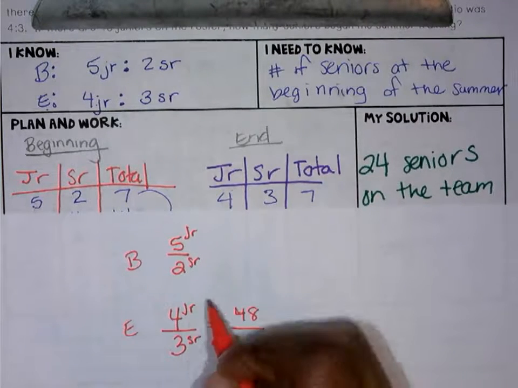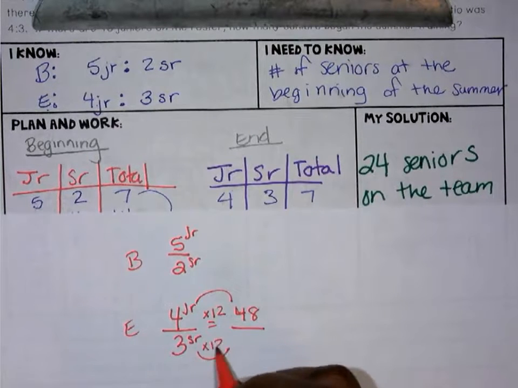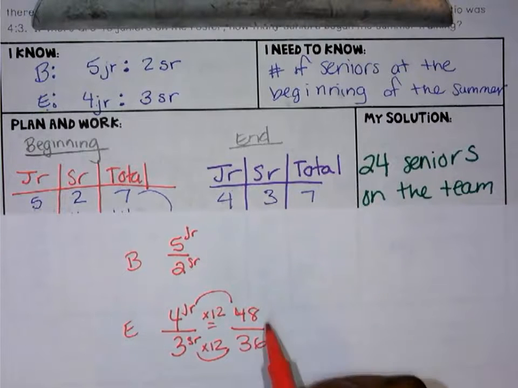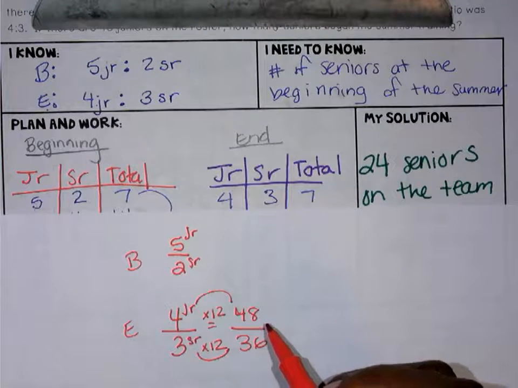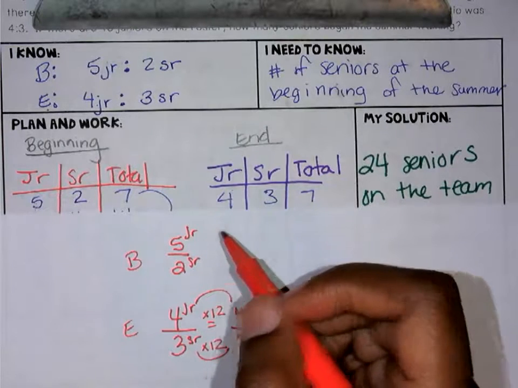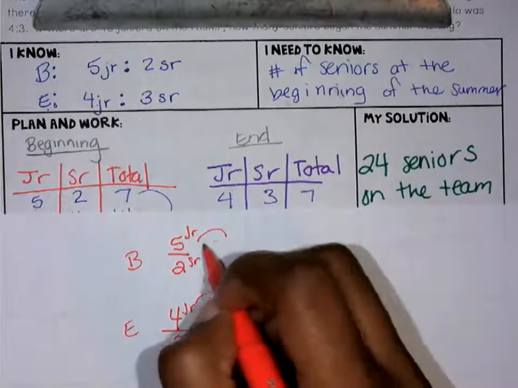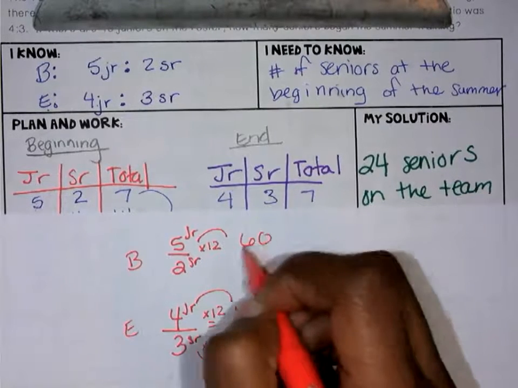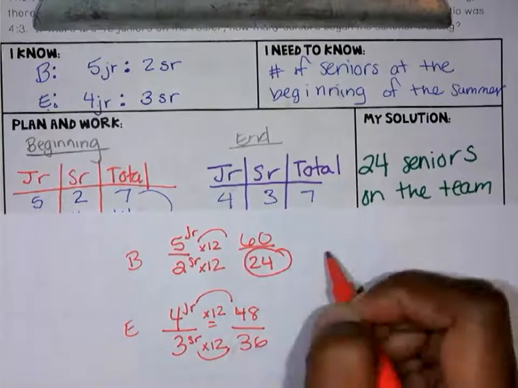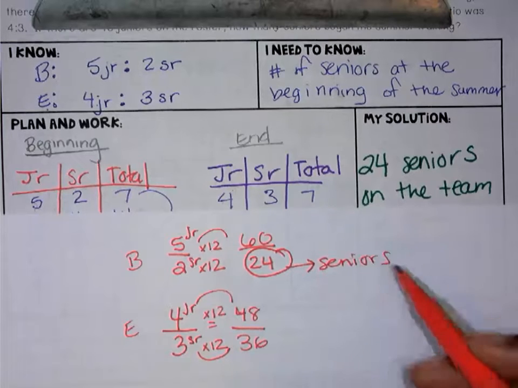So to get from 4 to 48, you had to times it by 12. 3 times 12 is 36, right? That's the end. But the question was asking for the beginning. So you go to the top and you do the same thing. When you do times 12 at the top, you get 60 juniors, times 12 at the bottom, 24. That's how we got our answer of 24 seniors. Okay, that's how you can work backwards as well.